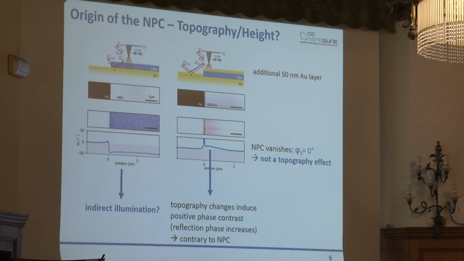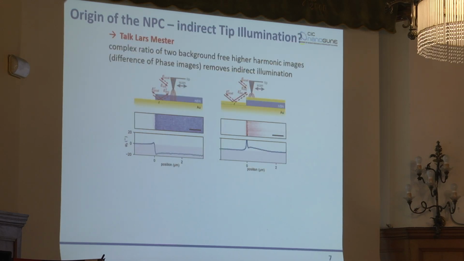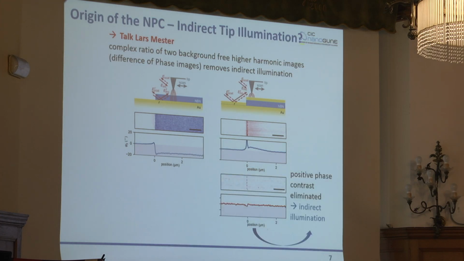But it could still be some indirect illumination artifact. And well, I hope you remembered from the last talk that we can get rid of these indirect illumination artifacts by looking at the ratios of the higher harmonics. For the phase, this means we have to take the difference. So what I did here, these are the two images from before, and now I calculated the phase difference of the fourth and third harmonic. And what you see here in the case of the gold evaporated sample is that this phase artifact we see here is completely vanishing after taking the ratio. So this effect really is an indirect illumination effect.